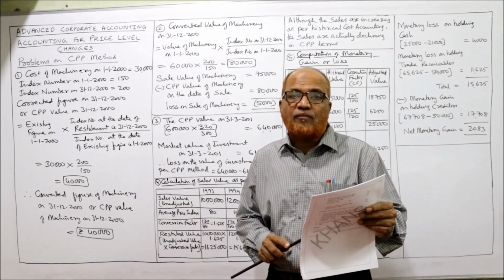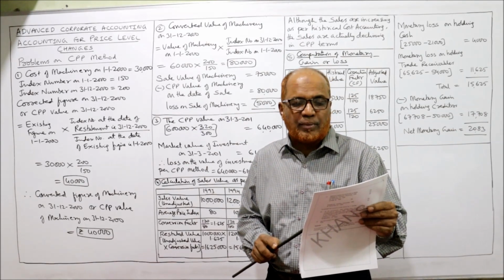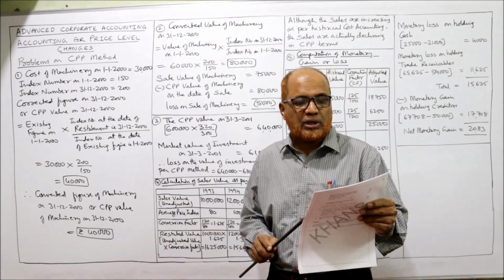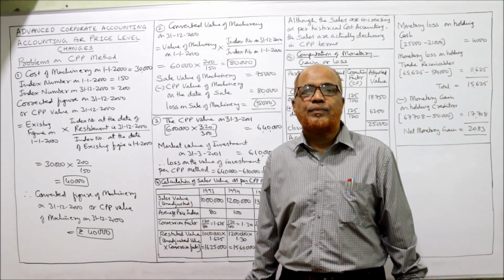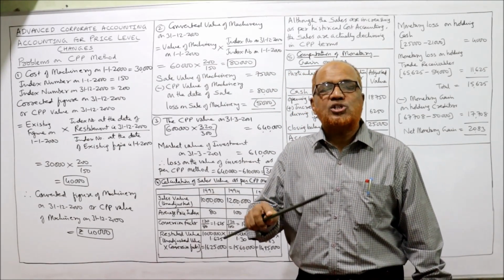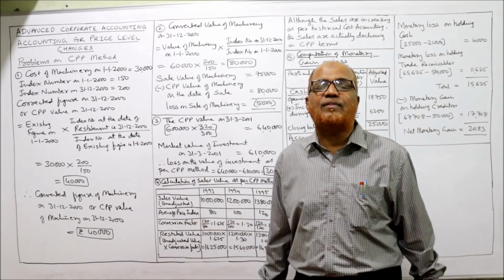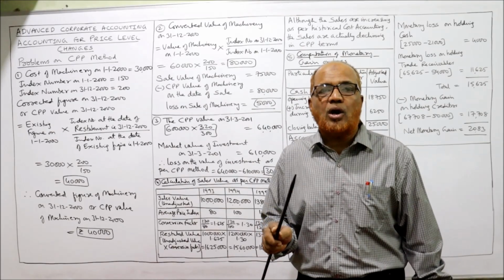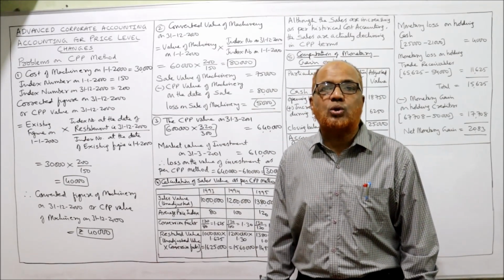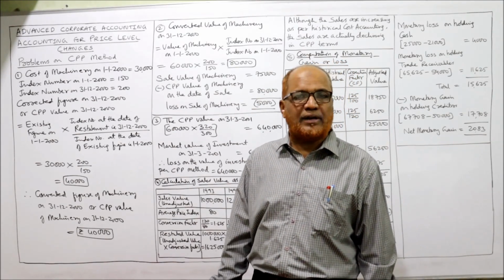Then calculate the profit or loss on sale if the machinery is sold on 31st December 2000 for 75,000. Now imagine the machine is sold on 31st December 2000 for rupees 75,000. What is the loss or gain according to the CPP method? We have to find out.